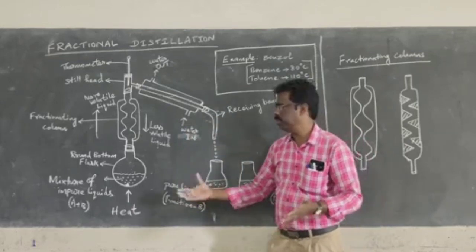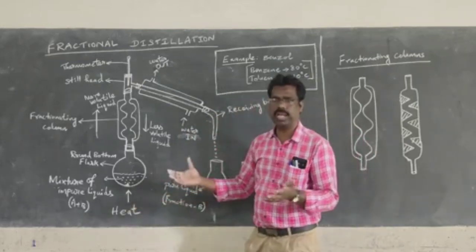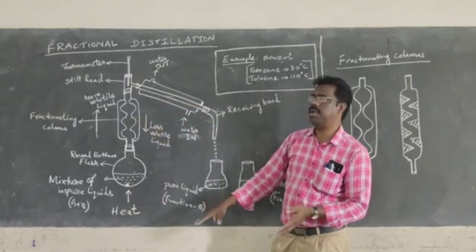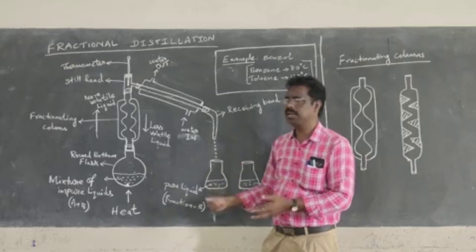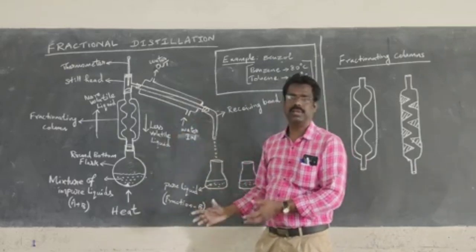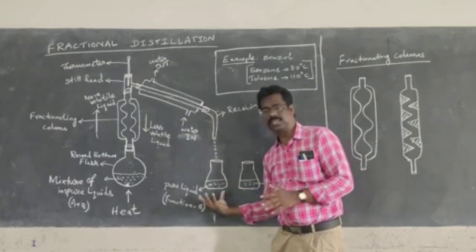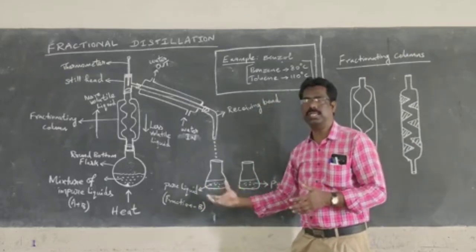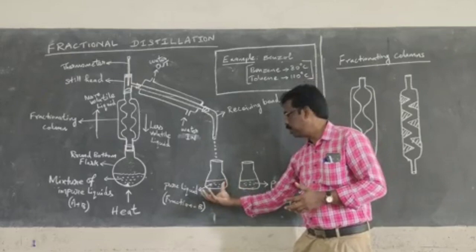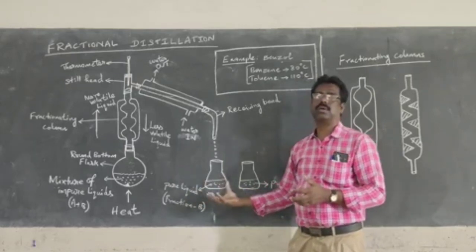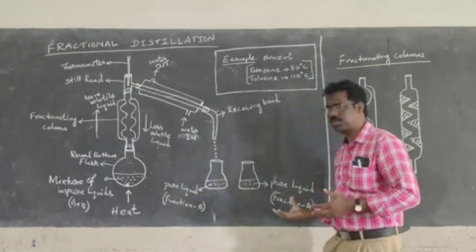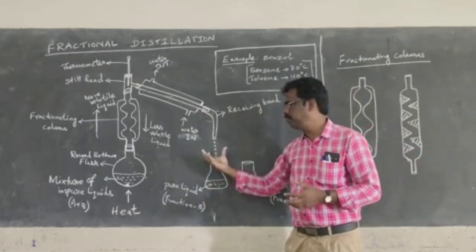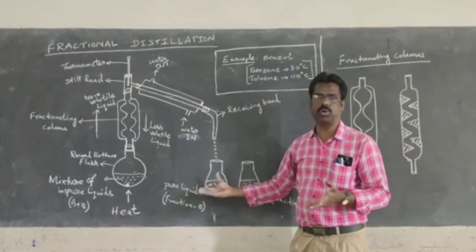So we have to continue the heating till all the benzene gets collected. Once all the benzene is collected, you will not get any more liquid. At that stage, we have to change the conical flask. The first conical flask which collects pure benzene can be shifted to another place, and we have to keep a new conical flask which can collect pure toluene.